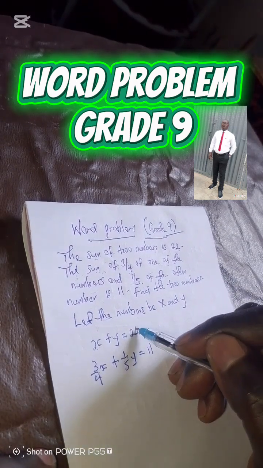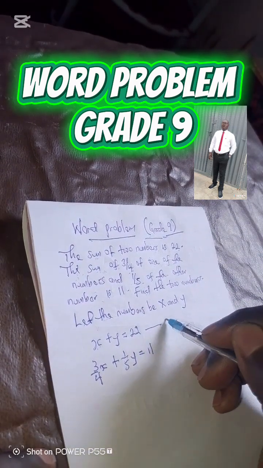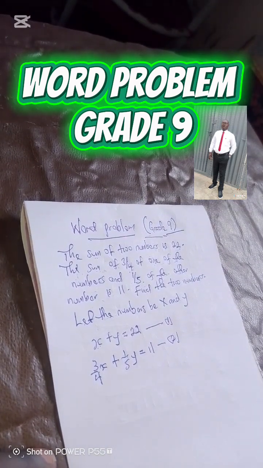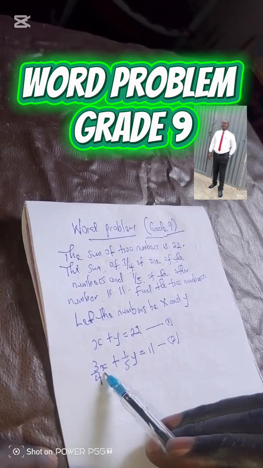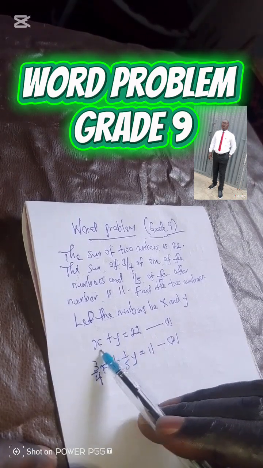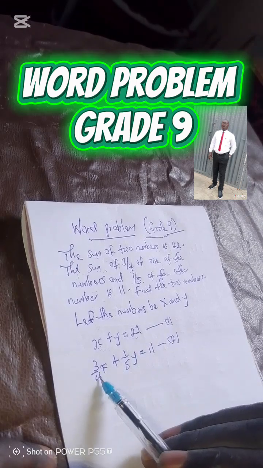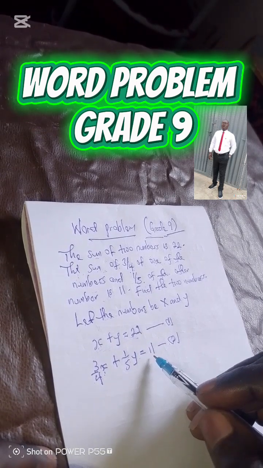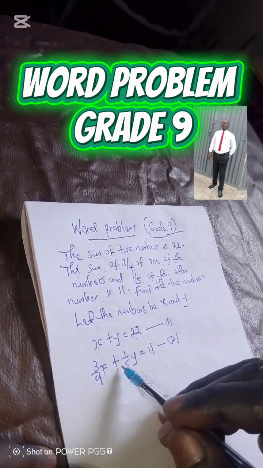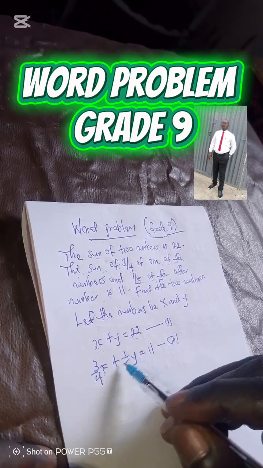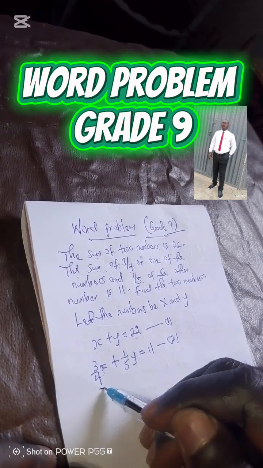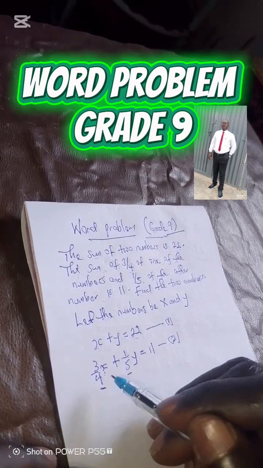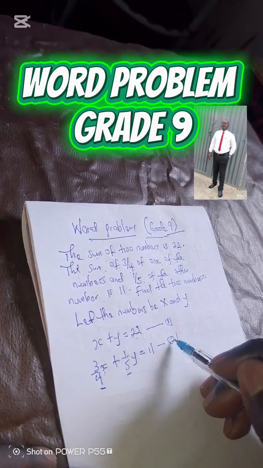Now, this has formed a simultaneous equation. This is equation 1 and this is equation 2. In this place, we have to make the second equation not have a fraction of the unknown. So in doing that, we find the LCM of these two. What's the LCM of 4 and 5? The LCM of 4 and 5 is 20. That means we'll use that 20 to multiply the equation throughout.